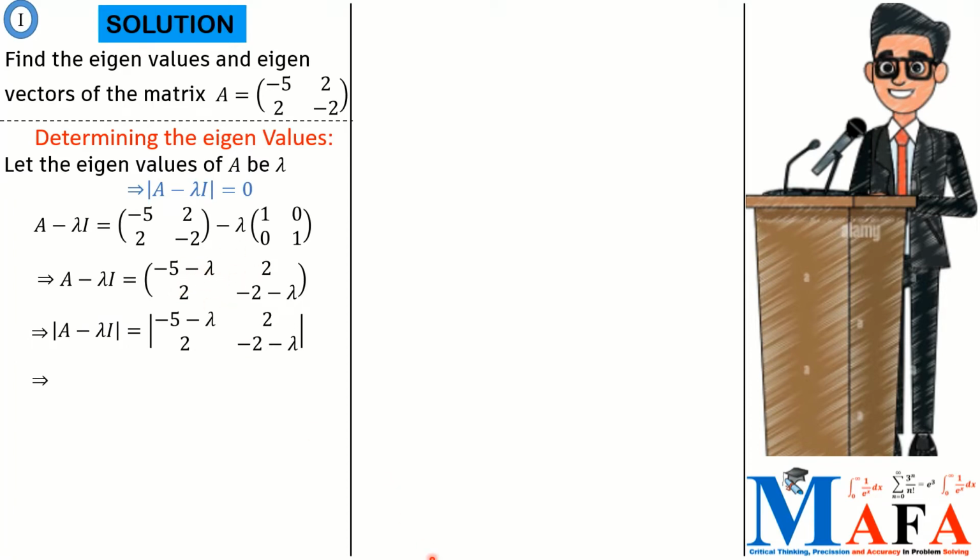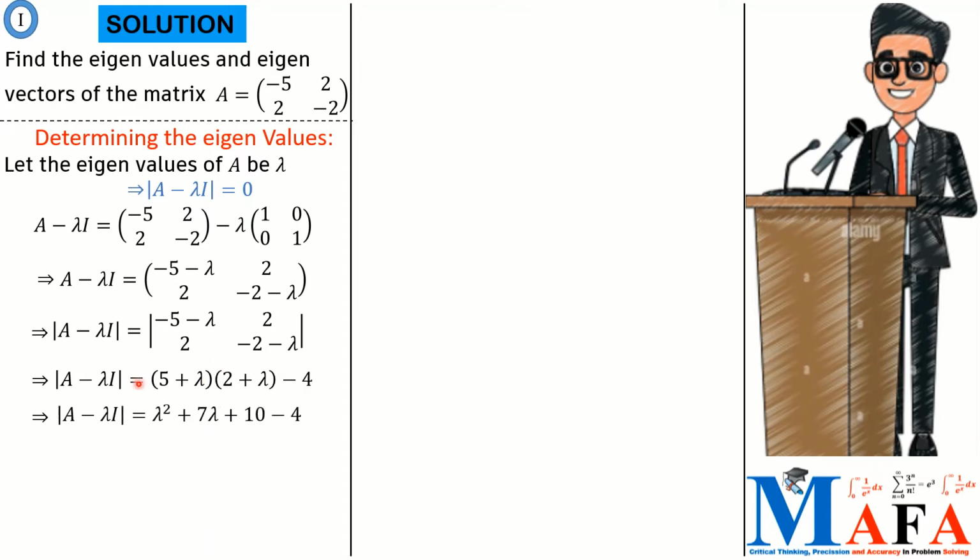And how do you get the determinant of a 2 by 2 matrix? The product of the elements in the leading diagonal minus the product of the elements in the non-leading diagonal. The elements in the leading diagonal are -5 minus lambda and -2 minus lambda. We can factor the negative sign out to get -(5 plus lambda), and here as well, -(2 plus lambda). When they multiply, it becomes positive. So we get (5 plus lambda) times (2 plus lambda) minus 2 times 2, and 2 times 2 is 4.